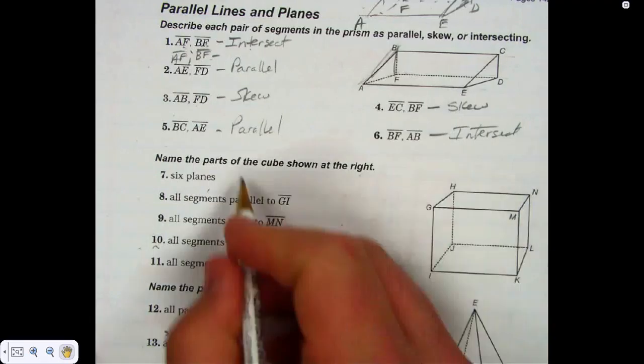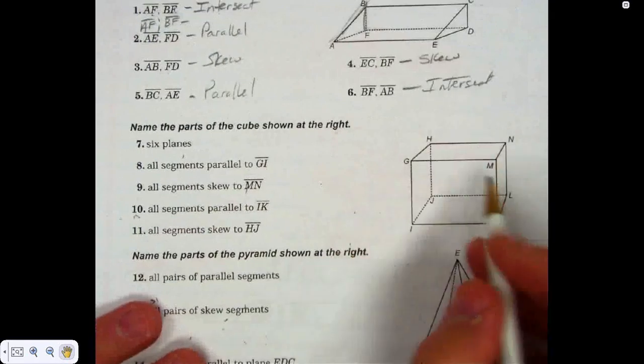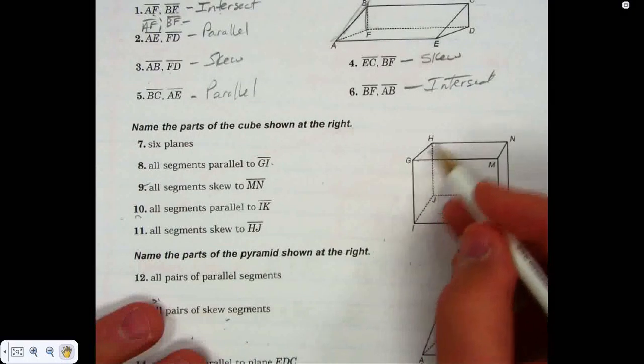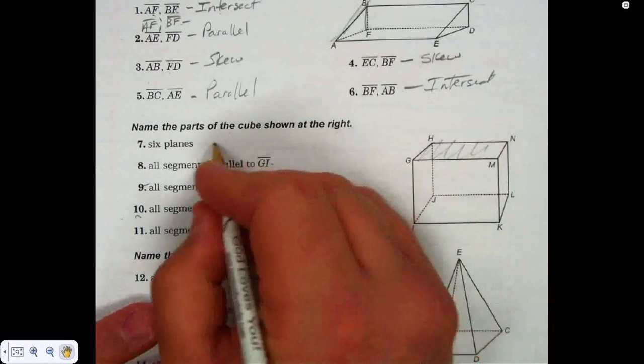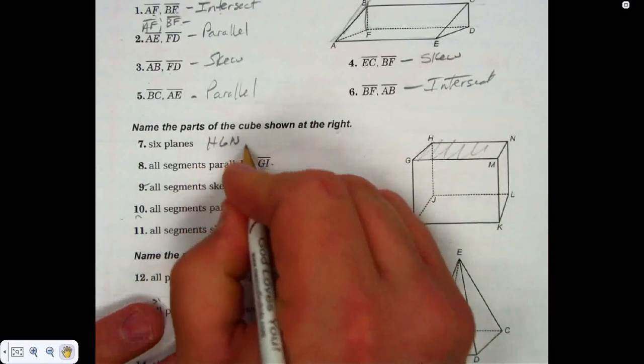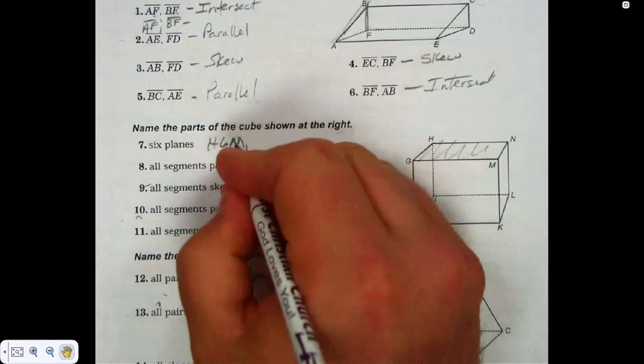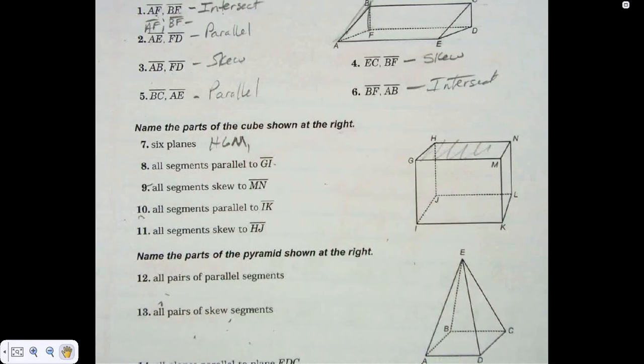6 planes. All you have to do is say 3 non-collinear points on the plane. So we have to talk about the top here, right? Yep. What would the top be? H, G, N? Is that or H, G, M? Is that the only way you could name that? Of course not. Okay, I've done the top.